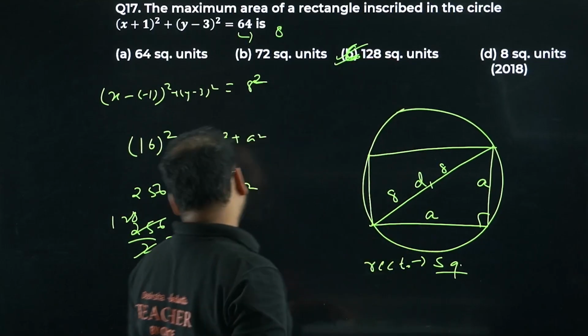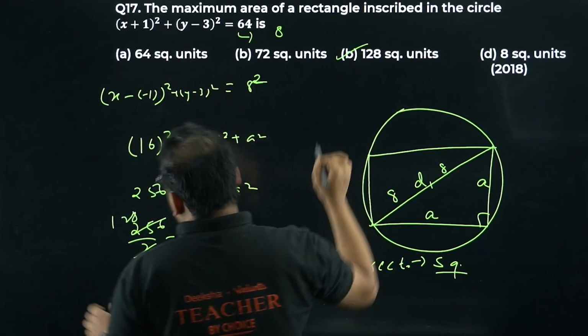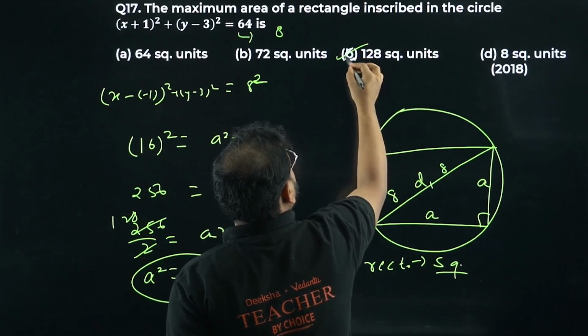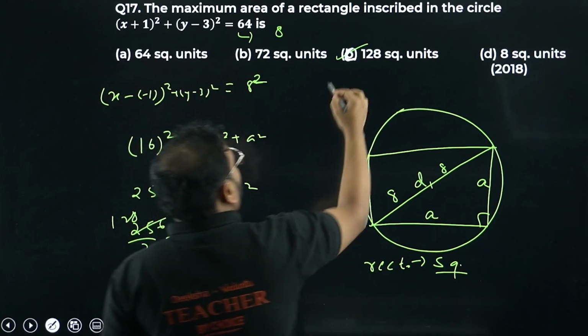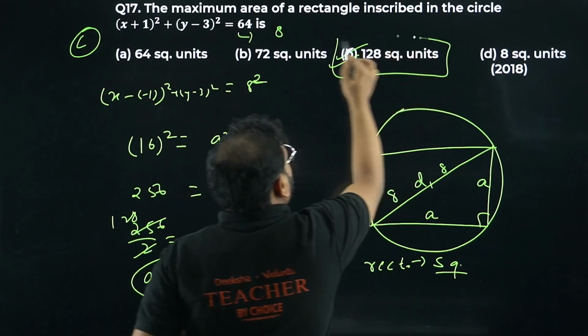I've written here option B actually. I'll just change that, one second. This should be option C actually, my mistake. Option C is the right option and your answer is option C only. Please check, 128. This is the right answer. Okay, have a look.